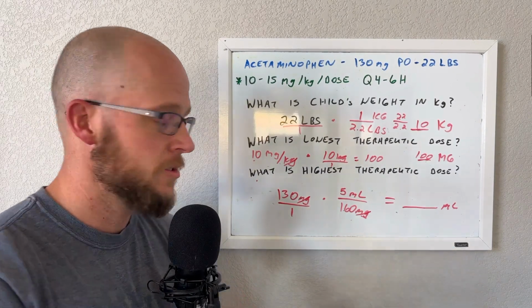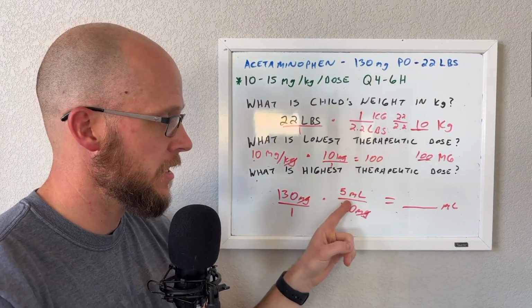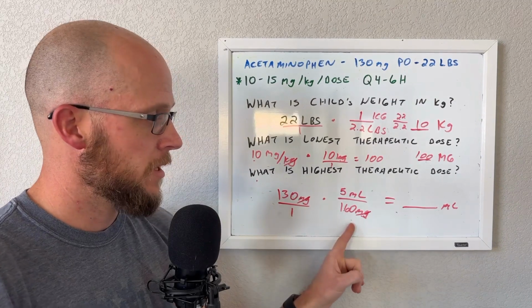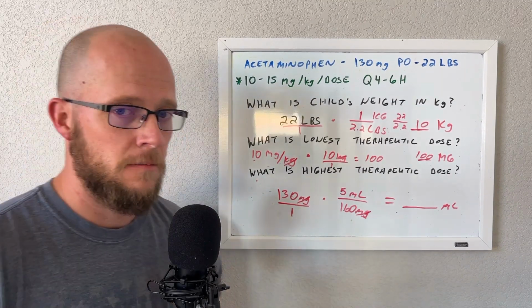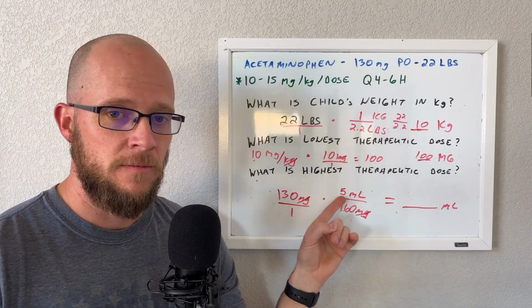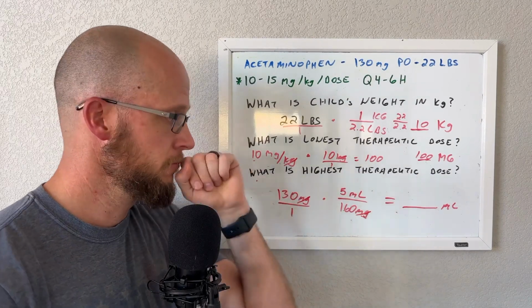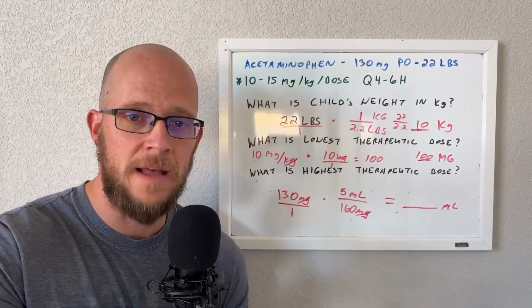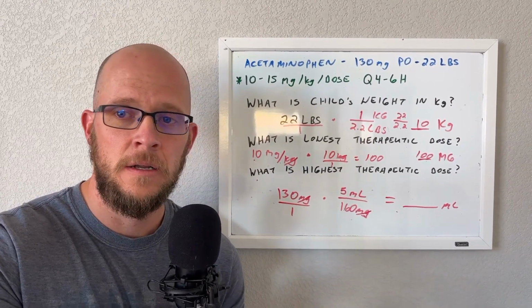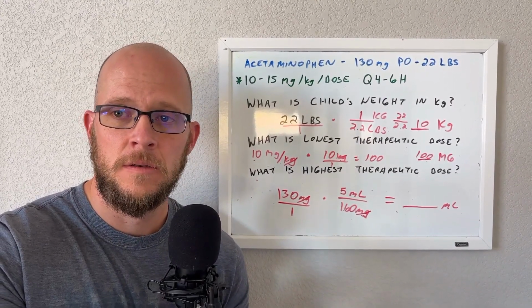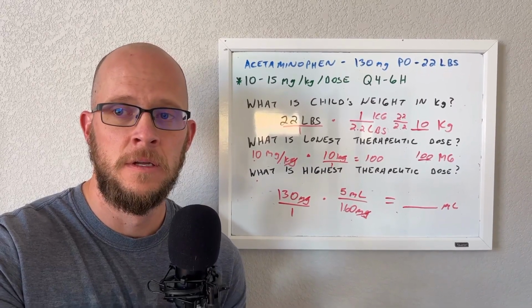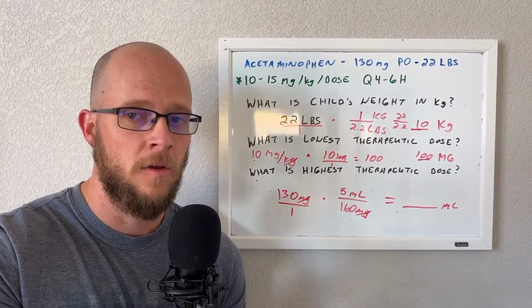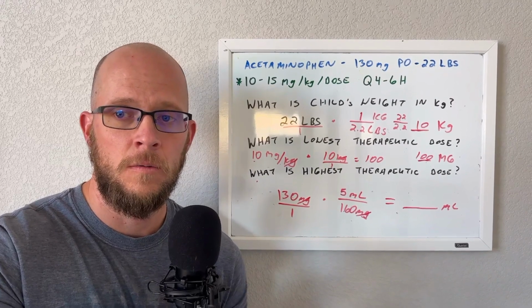So perfect. Now you can multiply 130 times 5, 1 times 160, and then you'll divide that 130 times 5, whatever that number is, by the 160. So let's do a little math here. Go and pull out your calculator. So 130 times 5 divided by 160.